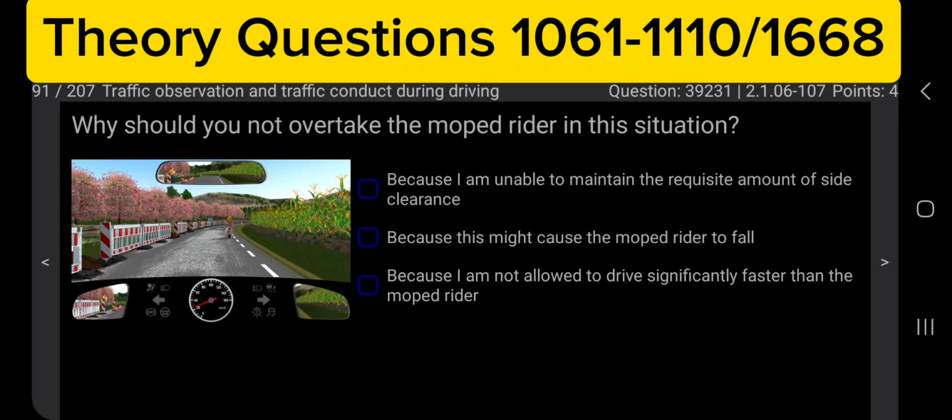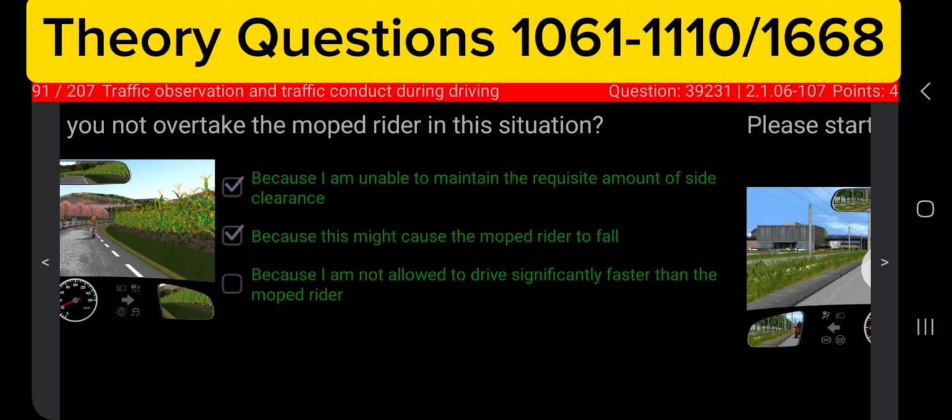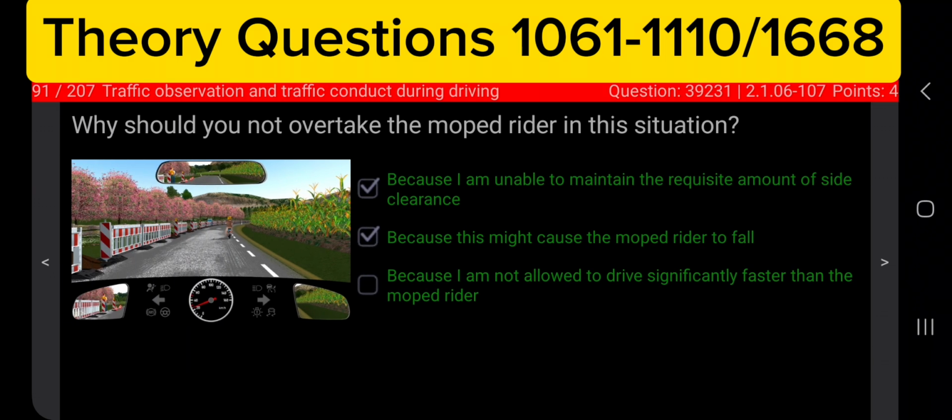Because I am unable to maintain the requisite amount of side clearance. Because this might cause the moped rider to fall. Because I am not allowed to drive significantly faster than the moped rider.